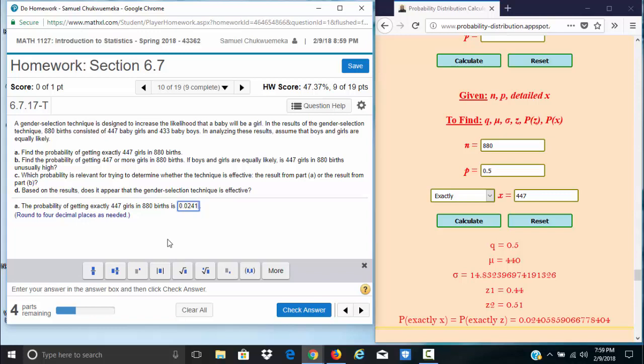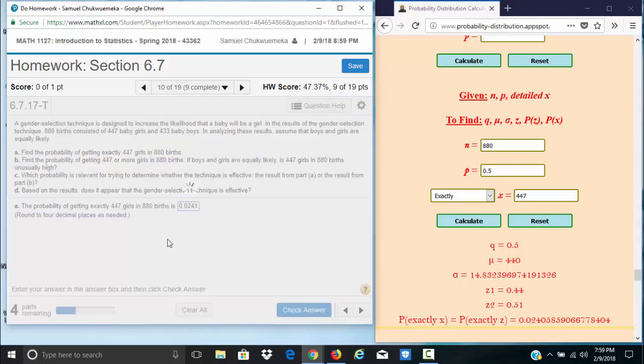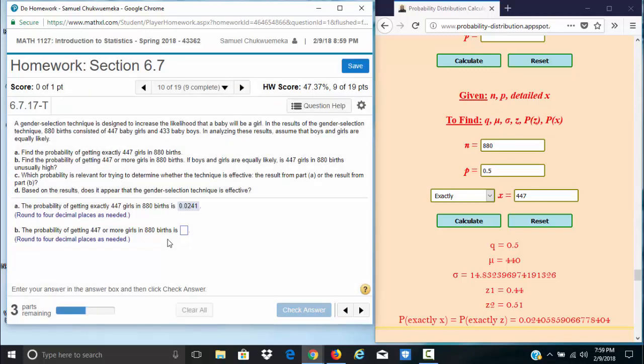0.0241. Okay. Then B, find the probability of getting 447 or more girls in 880 bets. So 447 or more means at least 447. So I get at least x equal to 447.